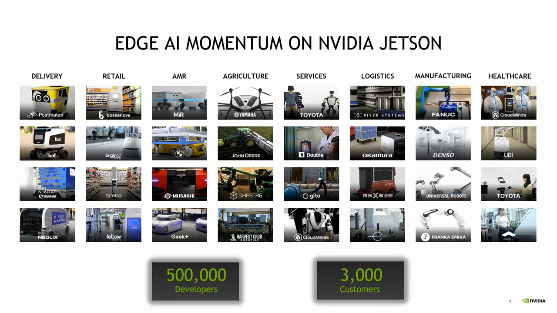We are also seeing the growth of inference with huge momentum on Jetson. We now have over 500,000 active developers and over 3,000 unique customers actively deploying or developing systems with Jetson onboard. This growth covers markets from delivery to manufacturing and retail to healthcare.